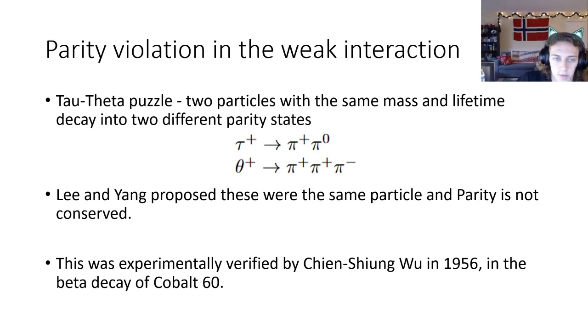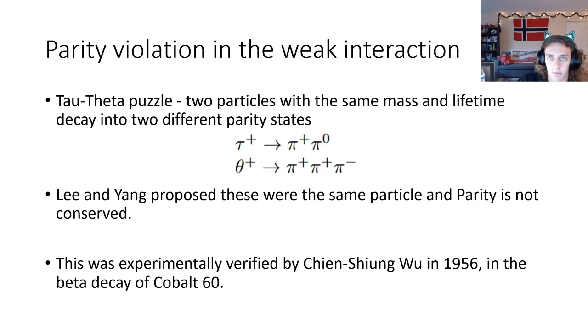This was kind of upended when Lee and Yang proposed that these were the same particle and parity just isn't conserved. And this became a Nobel Prize for these two. And Chien-Shiung Wu in 1956 performed an experiment on the beta decay of cobalt-60 that kind of proved that this was the case, right? So what we're doing in parity is we're doing a spatial inversion, right?